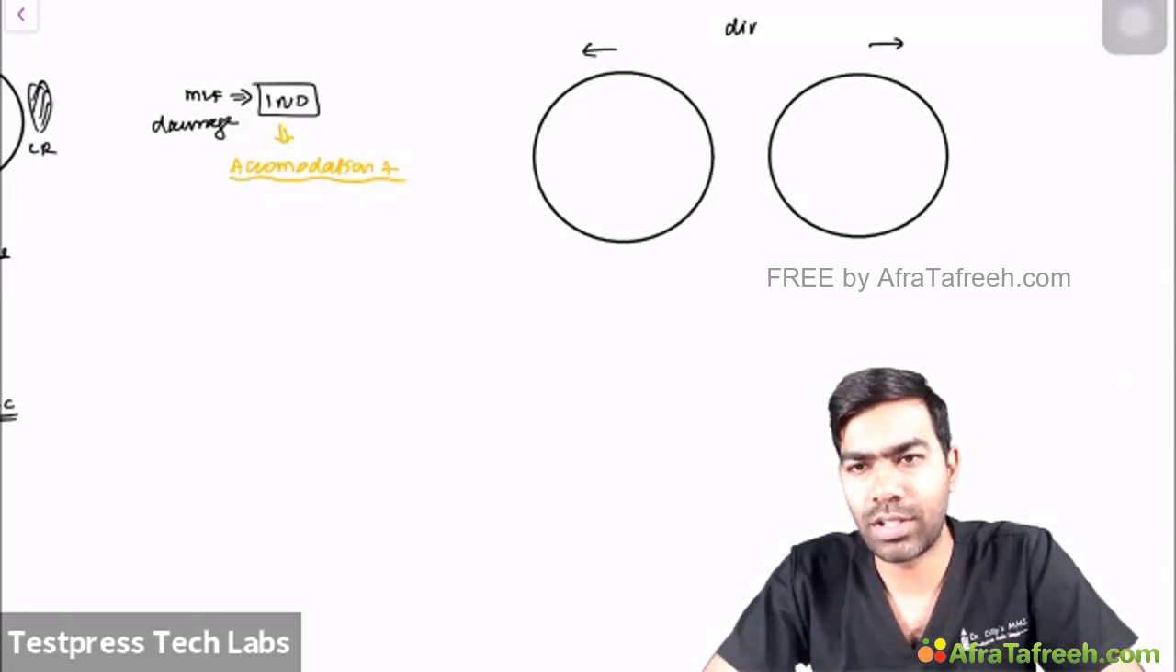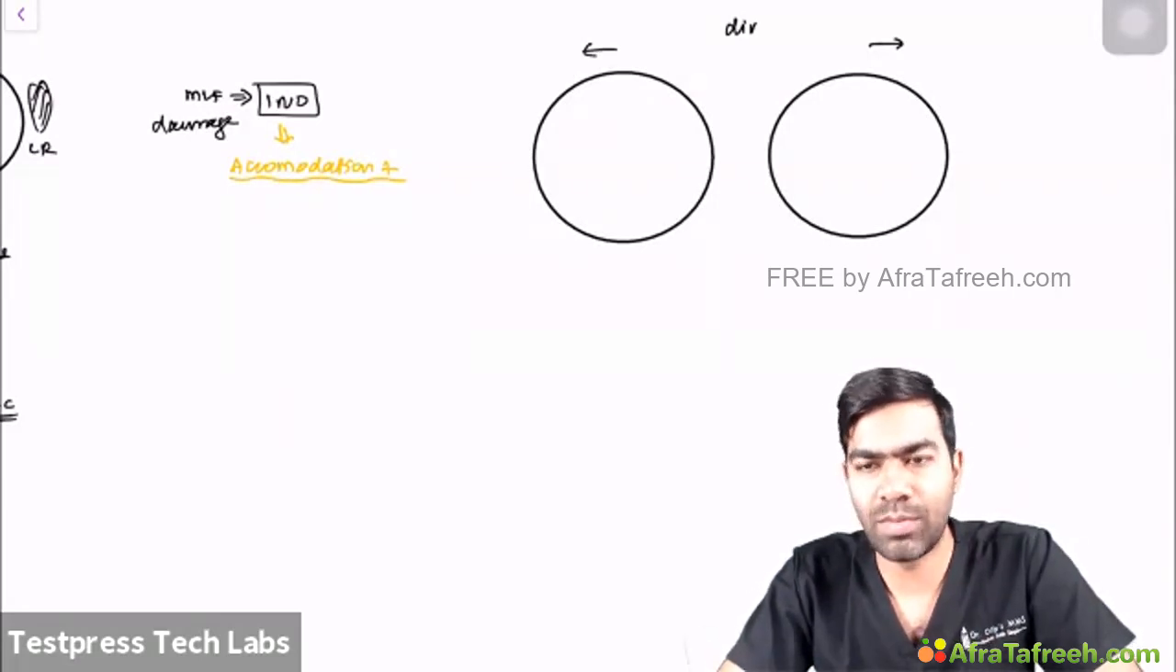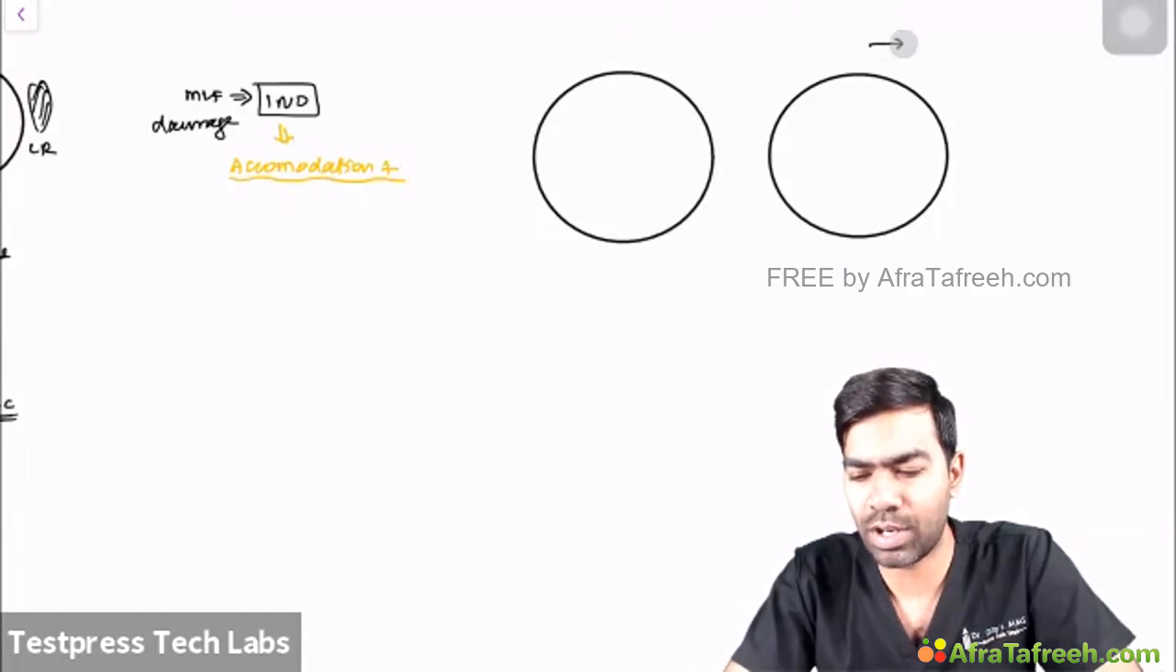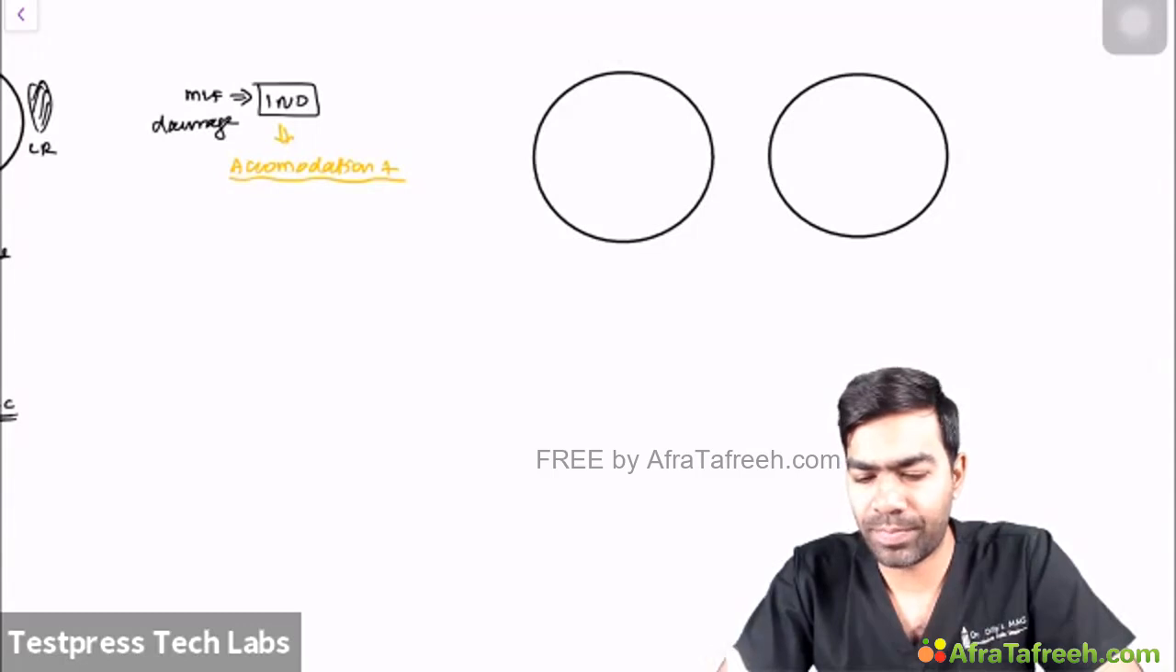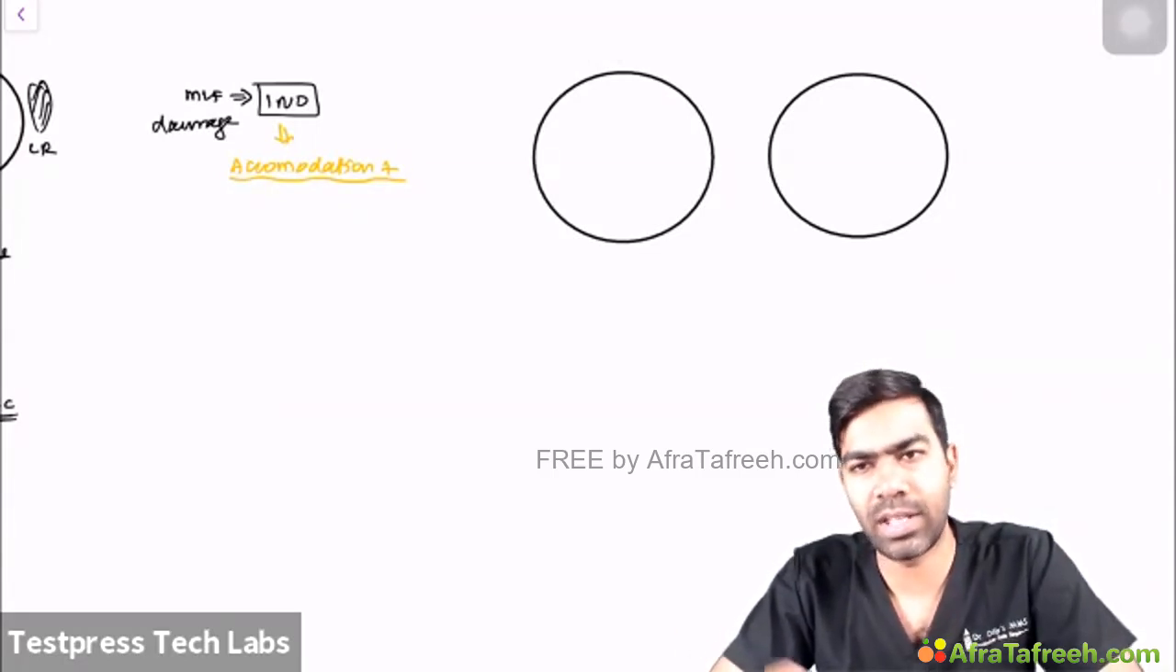Of course, it's a disconjugate eye movement. Whenever I say convergence or divergence, it's going to be a disconjugate eye movement. It's not a conjugate eye movement. That is the reason why these have a completely different pathway. They are not the same pathway, they are completely different.